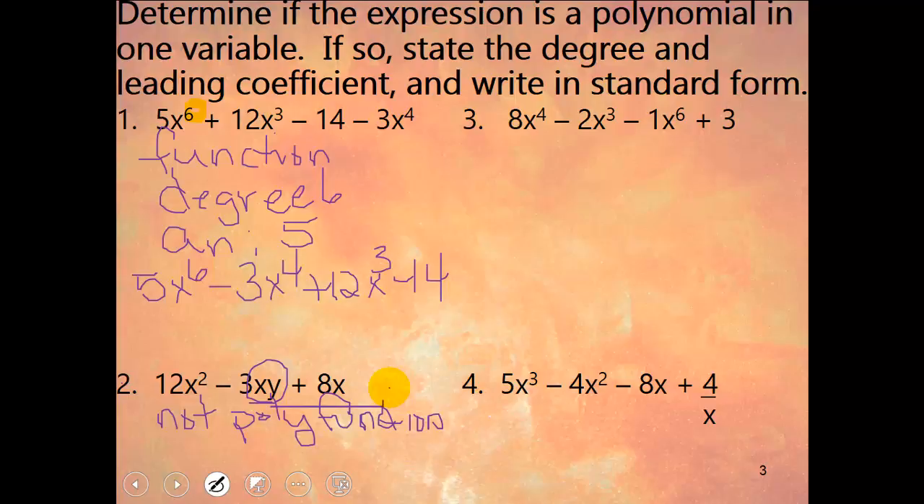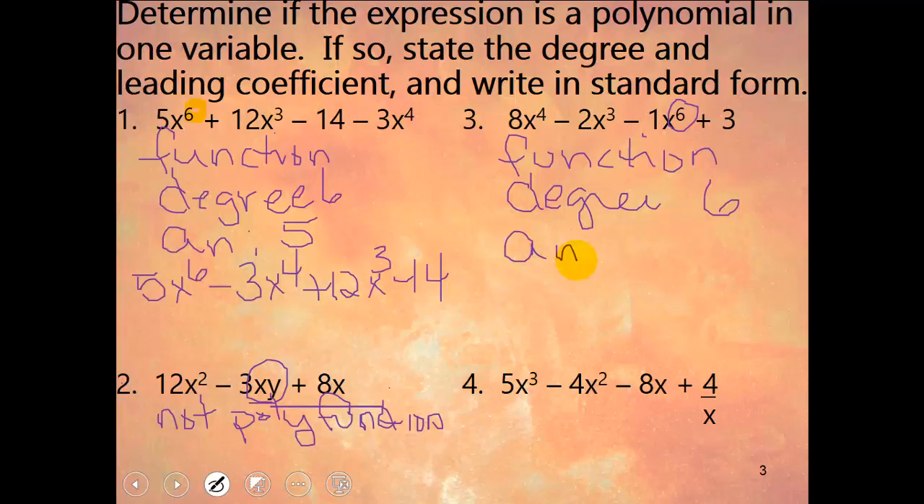All right, number 3. This one is a polynomial function. Actually, that's what we're trying to determine, is a polynomial function. My degree, again, is 6, because here's my largest exponent. My leading coefficient, called a sub n, is equal to negative 1. And then to write it in standard form, I do negative 1x to the 6th plus 8x to the 4th minus 2x cubed plus 3.